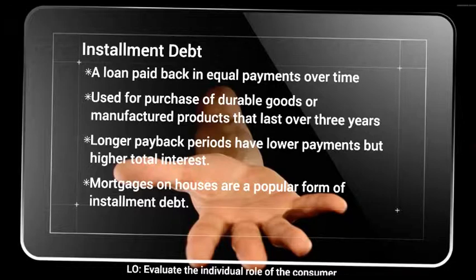Installment debt. A loan paid back in equal payments over time is an installment loan or installment debt. This is used for the purchase of durable goods or manufactured products that last over 3 years. Longer payback periods have lower payments, but higher total interest. Mortgages on houses are a popular form of installment debt.